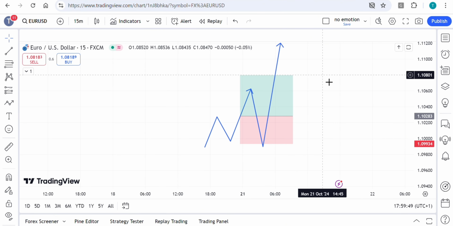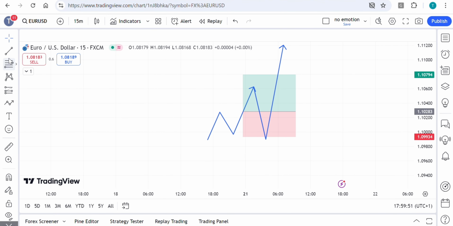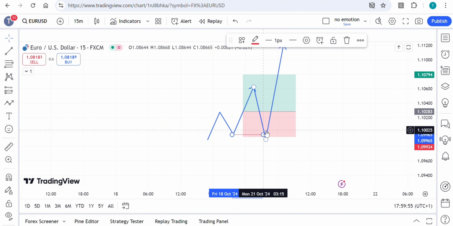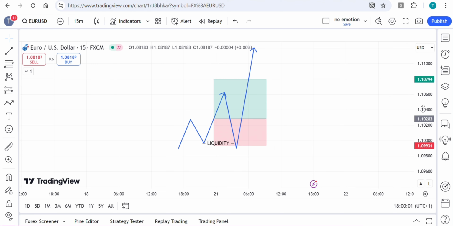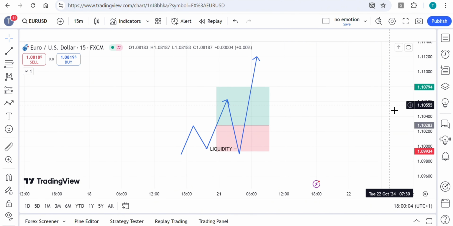This is because large institutions need lots of sell orders in order to place their large buy order. So they drive price down and trigger all the stops, which are the sell orders, which is why I mark them as liquidity on the chart, in order to place their big buy order, which is the bullish move that follows the sweep of liquidity. This simply means liquidity is where there are lots of stop losses.